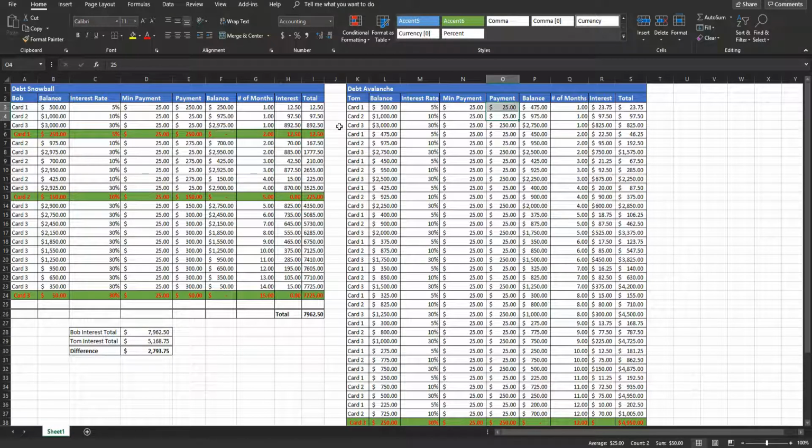So Bob is gonna tackle the debt with the lowest balance. Tom is gonna tackle the debt with the highest interest rate.